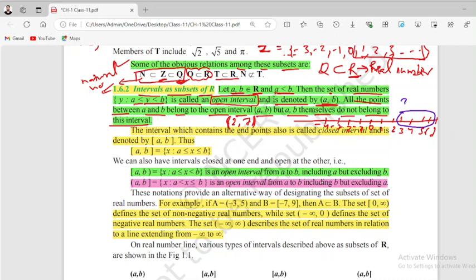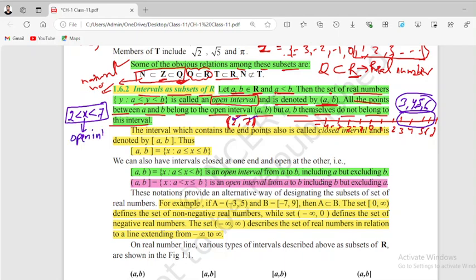It means 3, 4, 5 and 6. Not included are the values 2 and 7. The values between them, we can represent like this: 2 < x < 7.